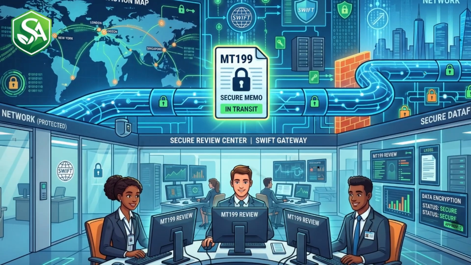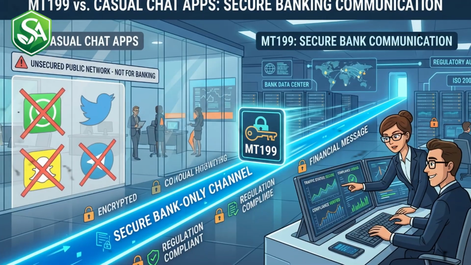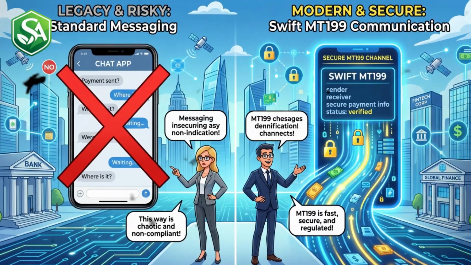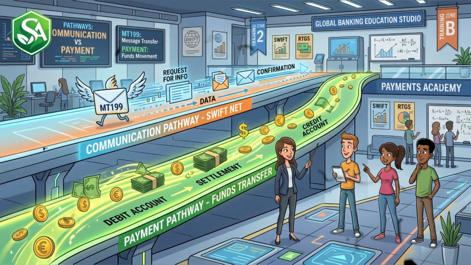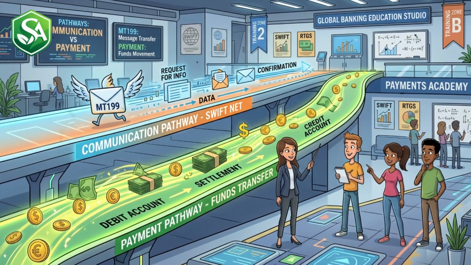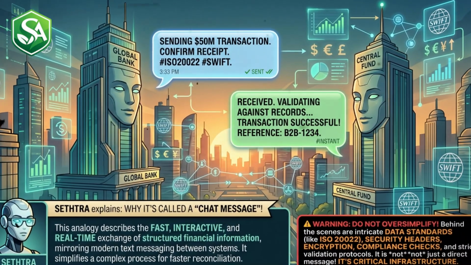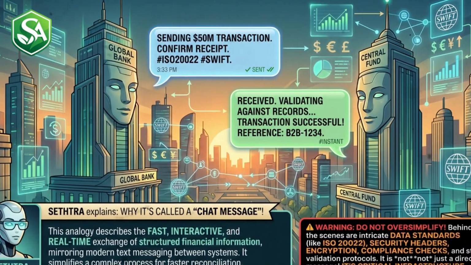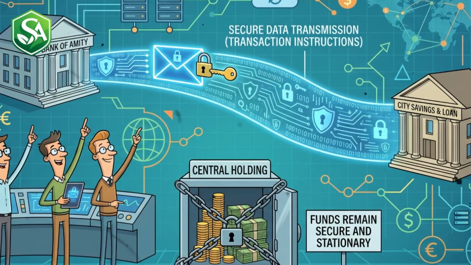Think of MT199 like a secure memo inside the SWIFT world. It is not casual chat. It is not WhatsApp. It is not an email. But conceptually, it is closer to structured communication than to payment movement. This is why some people call it a chat message between banks, but that phrase must be used carefully. It is not casual. It is authenticated, but it is still communication.